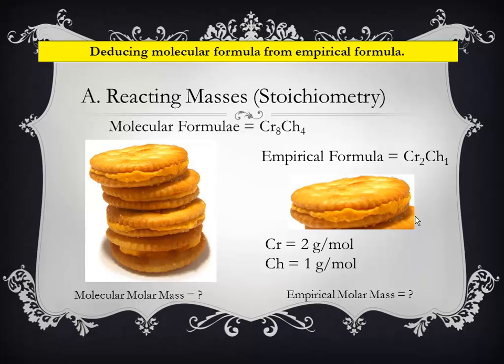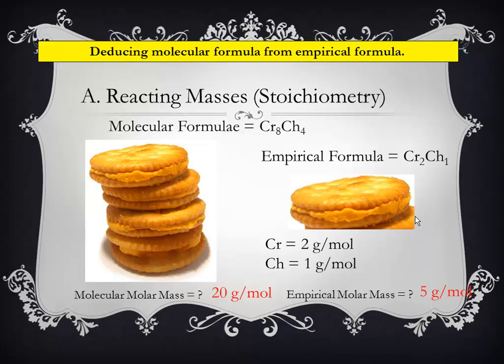Knowing the molar mass of your crackers is 2, and knowing that the molar mass of your cheese is 1, what's the molecular molar mass? You should get 20. Then the empirical would be 2 plus 1, which is 5. Notice the ratio between 20 and 5 is 4. That's the same value that you can reduce the molecular formula by.